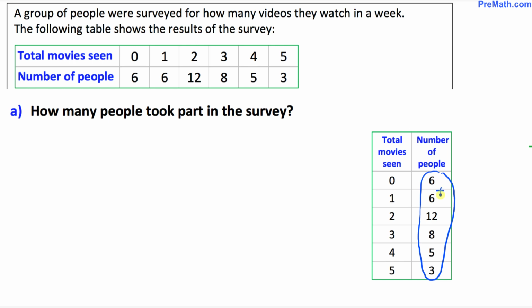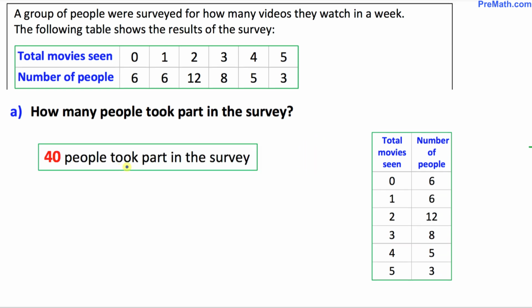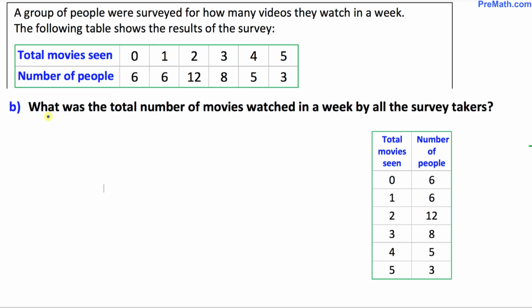6 plus 6 plus 12 plus 8 plus 5 plus 3. If we add them up, we are going to get 40. Thus, 40 people took part in this survey. And in this part, we have been asked what are the total number of movies watched in a week by all the survey takers.